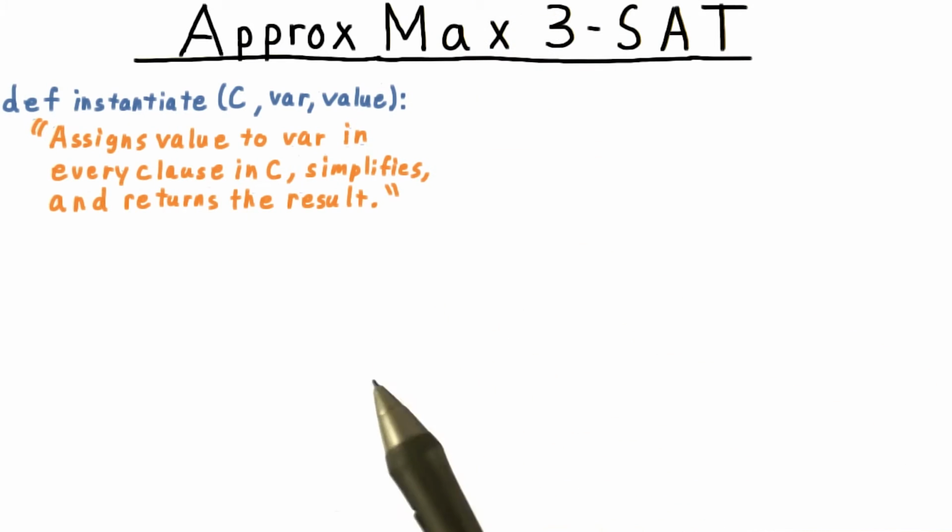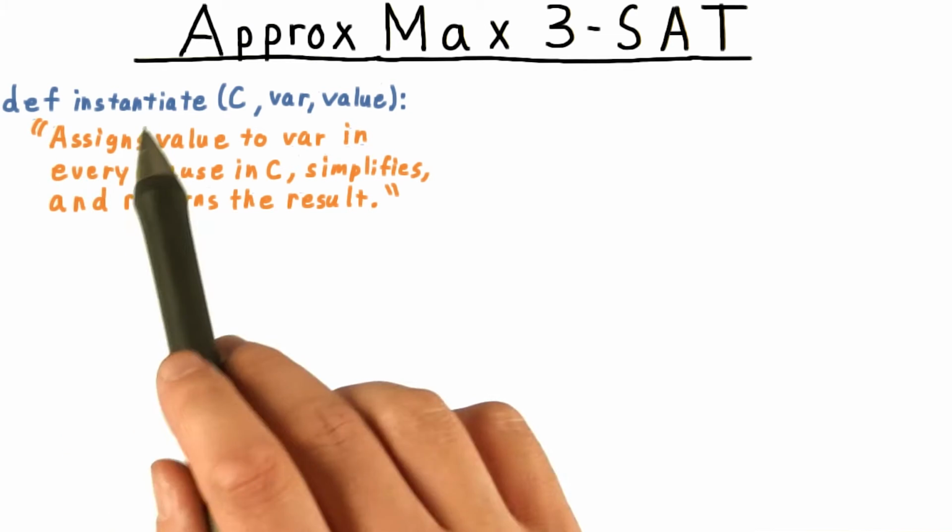To obtain such a guarantee, we're going to use a technique called de-randomization that will take the randomness of our algorithm out and give us a deterministic algorithm with a guaranteed 7/8 factor approximation. An important part of the algorithm will be a subroutine that assigns a value to a variable and simplifies the clauses. We call this procedure instantiate.